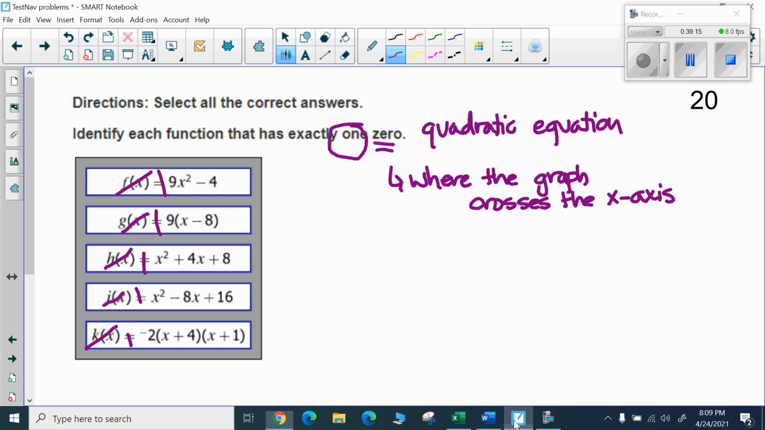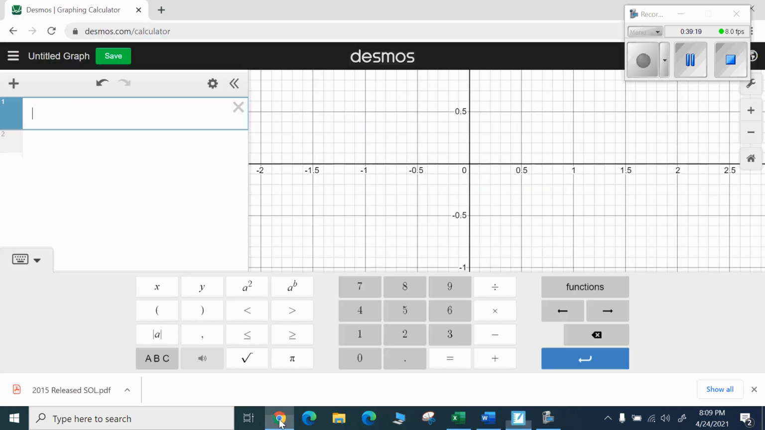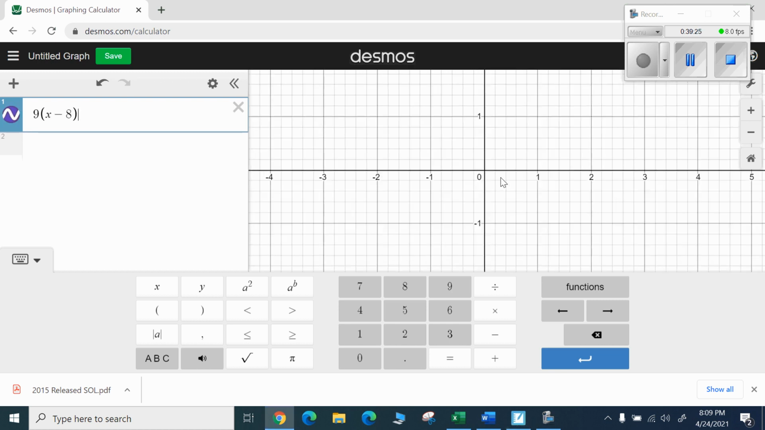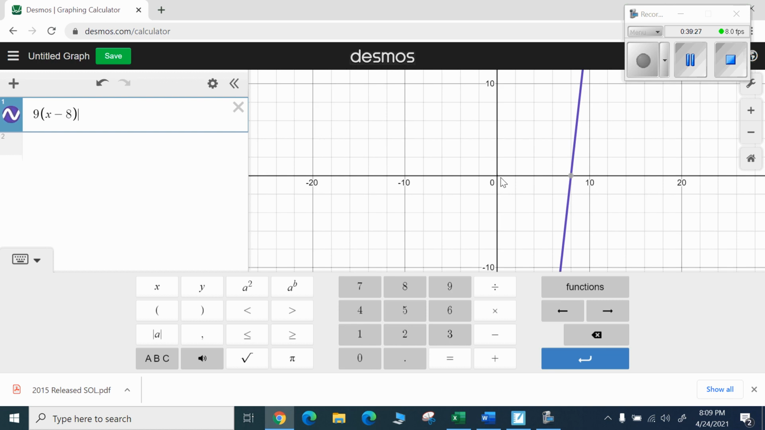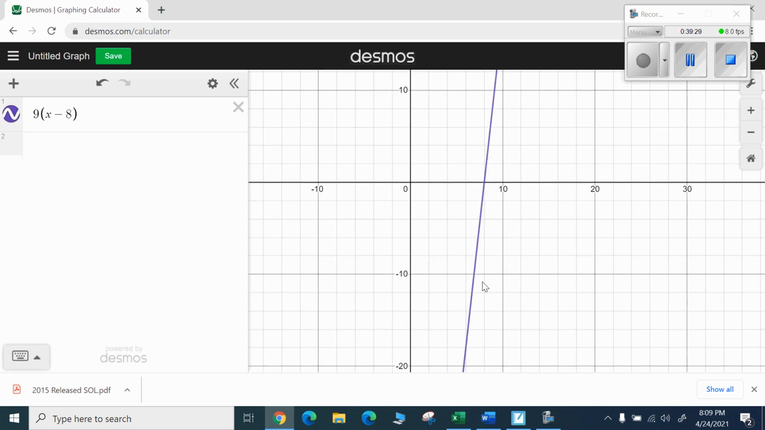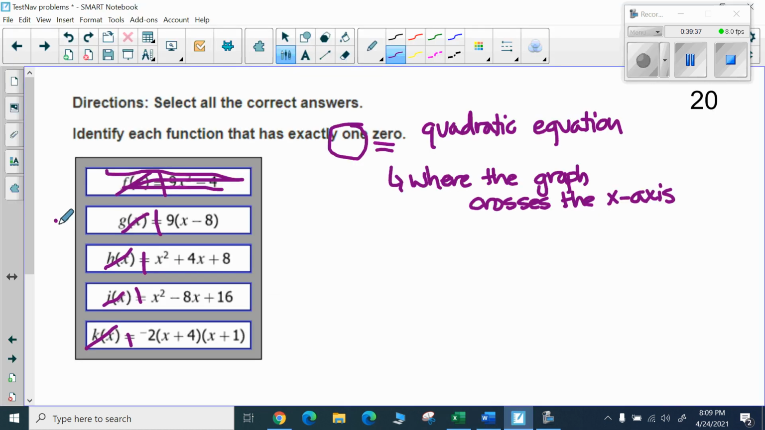Let's try the second one. I know it's not that. 9 times x minus 8. Where even is that graph? Oh, there it is. Okay, might have to zoom out. And it looks like it's a straight line, and sure enough, it crosses the x-axis only in one spot. So that one is good. So we're going to say, yep.